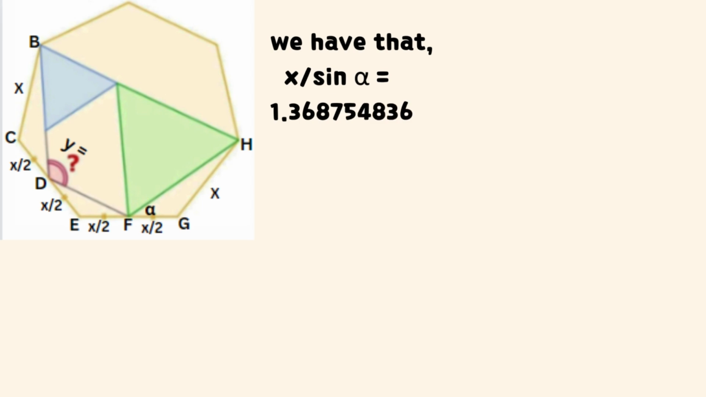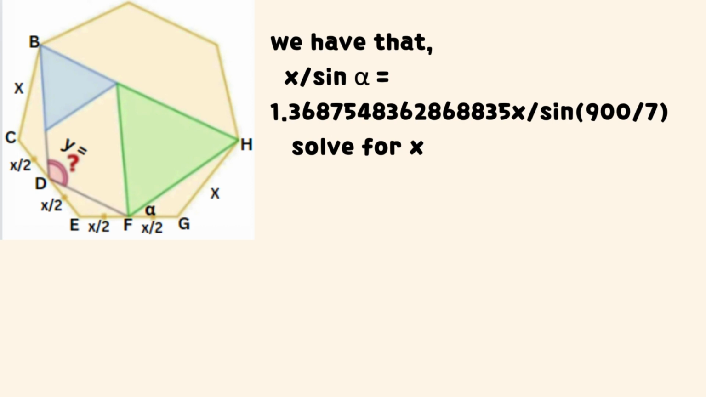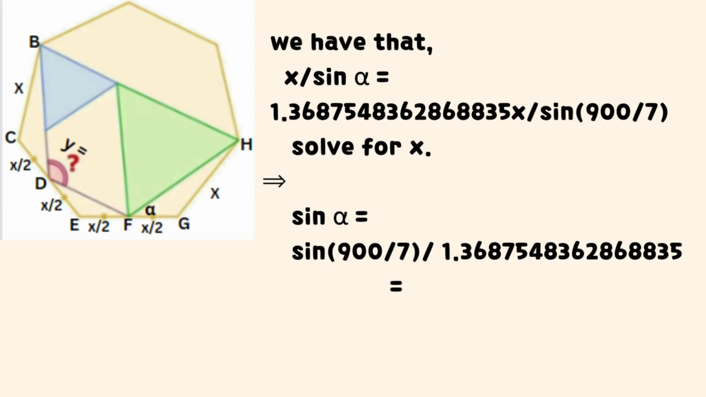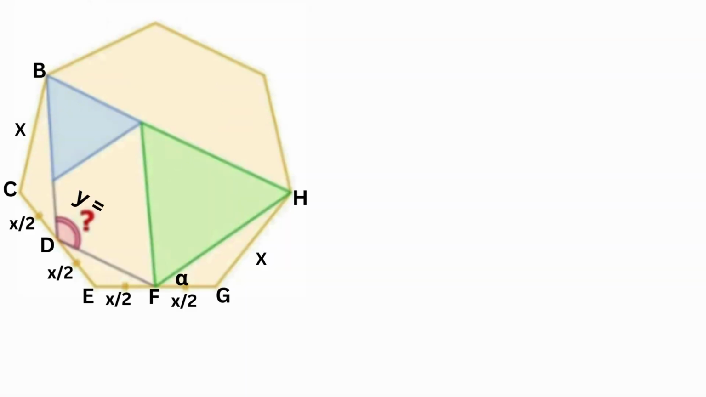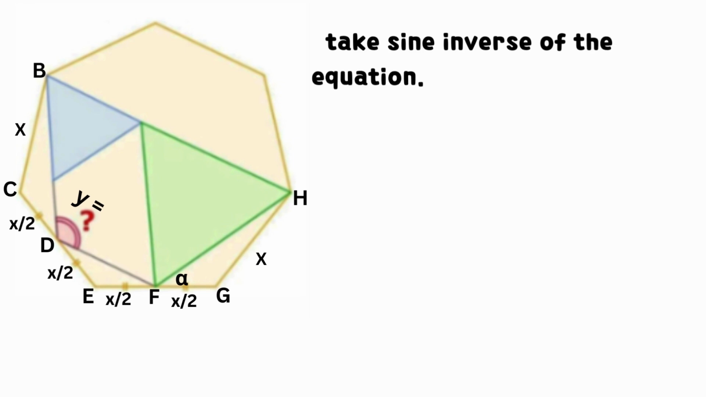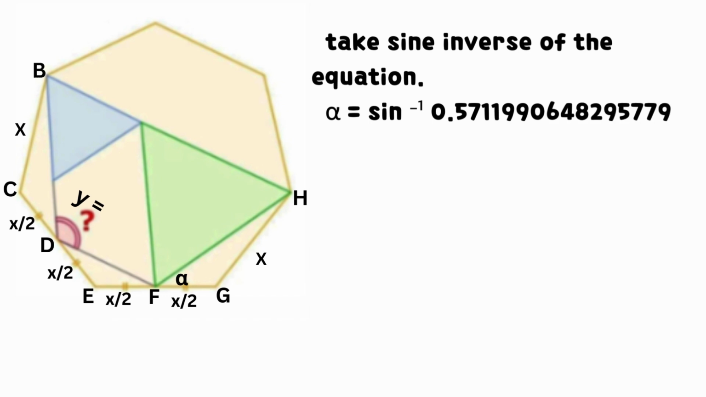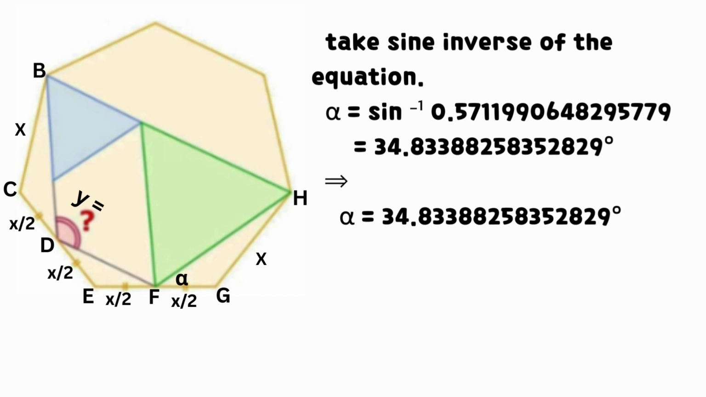Let it be alpha. We have that X divided by sine alpha equals 1.36875483628688835 times X divided by sine 900 divided by 7. Solve for X. We obtained a value in sine alpha. Take sine inverse of the equation. Alpha equals sine inverse of 0.57119648295779, which equals 34.83388258352829 degrees.